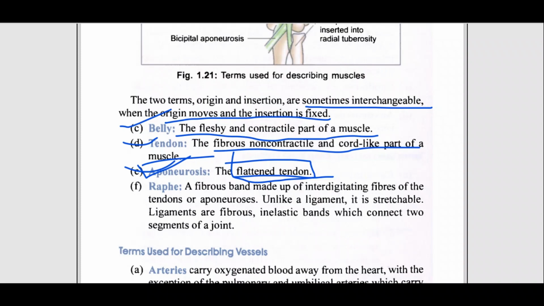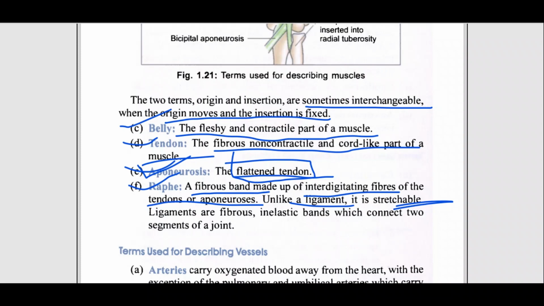ये भी बहुत से लोगों को कंफ्यूज करता है कि what is aponeurosis. Aponeurosis is the flattened sheet of a tendon. What is raphe? It is a fibrous band made up of interdigitating fibers of tendons or aponeurosis, unlike a ligament, it is stretchable.